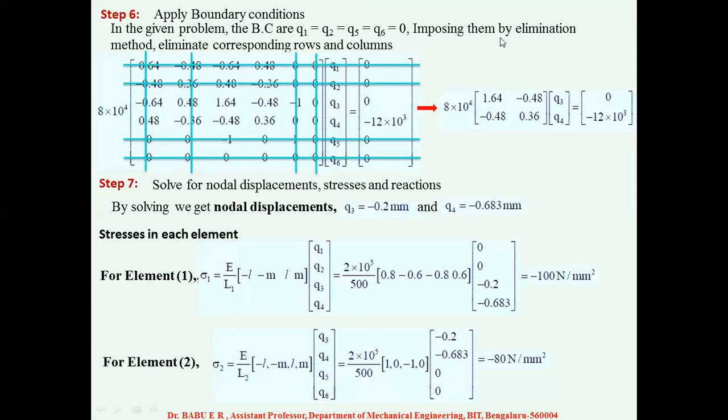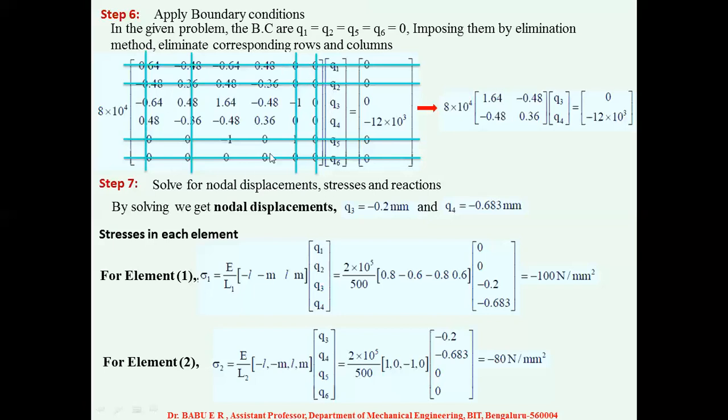So we impose them by the elimination method. According to the elimination method, wherever the boundary conditions are known, the corresponding rows and columns have to be eliminated. So eliminate first row, first column, second row, second column, and eliminate fifth row, fifth column, and sixth row, sixth column.